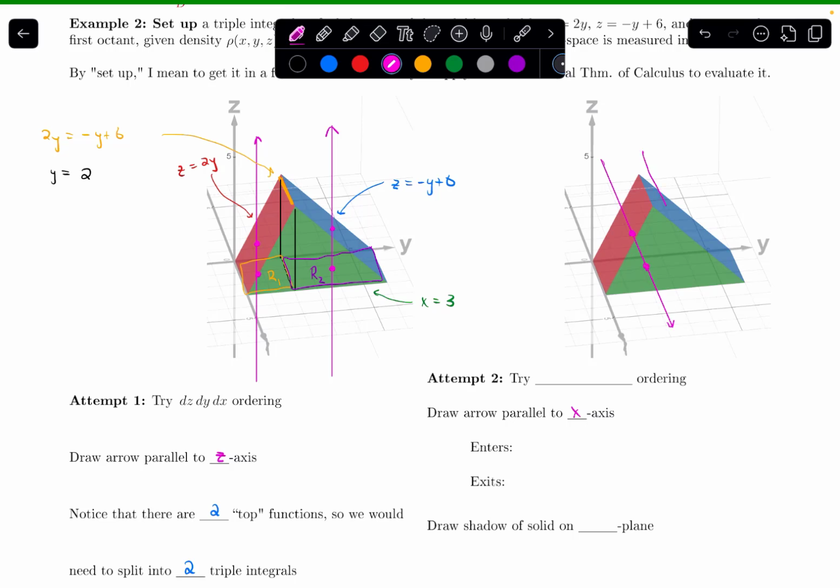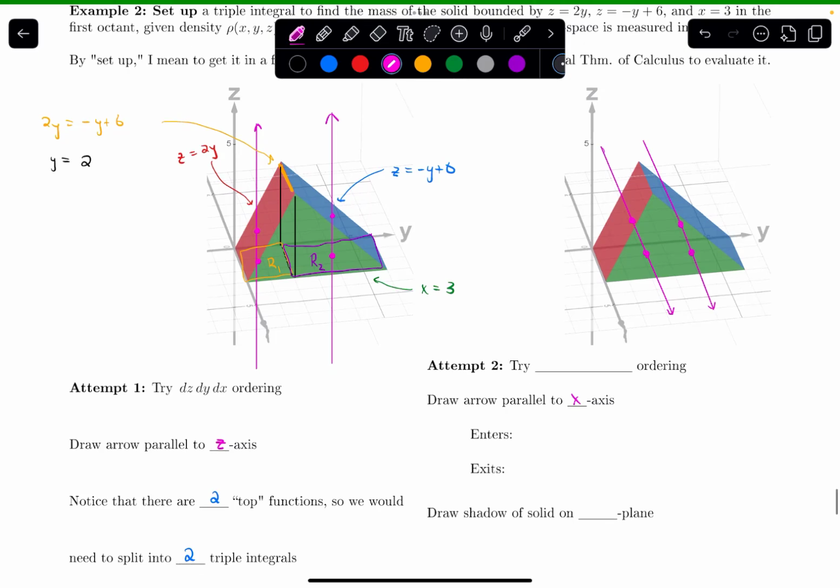Even if I draw another arrow, it'll hit the back somewhere, and then come out of the front. It'll hit this green plane up at the front. So the back plane is on the YZ plane, that back triangle, and the equation of the YZ plane is x equals 0. Where it exits on the green plane, that equation we know is x equals 3.